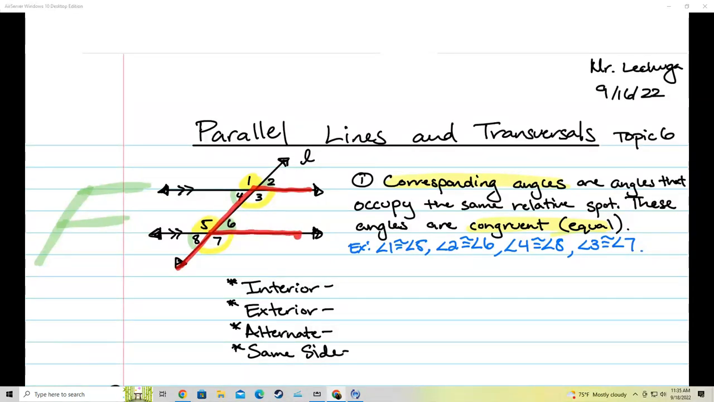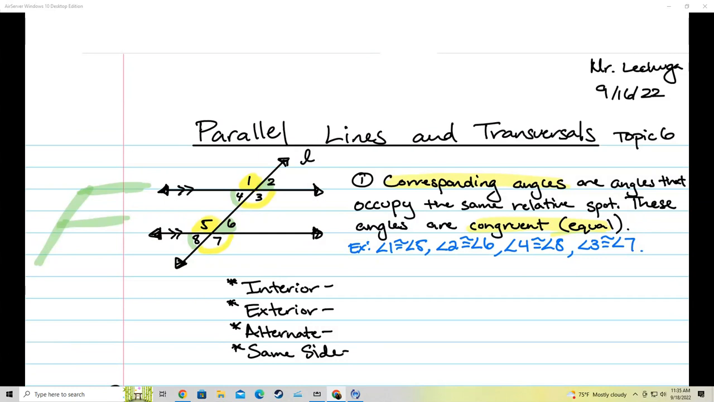And the angles that it catches, this angle and this angle, are corresponding. You can also do backwards Fs. For example, if I did my backwards F like this, the angles that it catches, angle 4 and angle 8, would be corresponding. I could do upside down Fs, and the angles that they catch, angle 6 and angle 2, are corresponding. I can do upside down backwards Fs, and the angles that it catches, angle 1 and angle 5, are corresponding, okay? It's just a little trick to see where the correspondings are at.